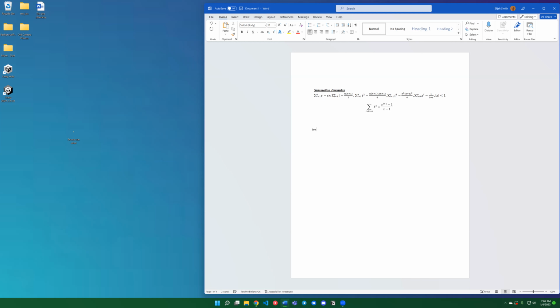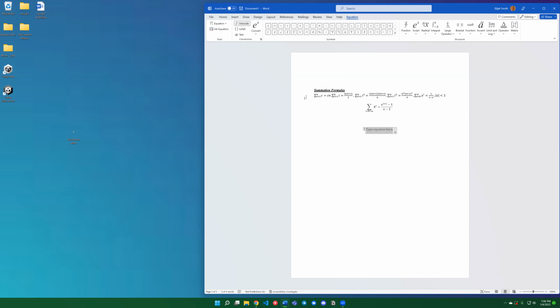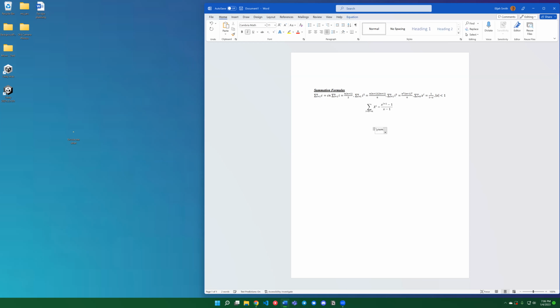So just to demonstrate that really quick, I'm going to use the word equation editor here. If you don't have familiarity with this, you will by the time you take discrete. But we can go ahead and represent summations in here pretty easily.